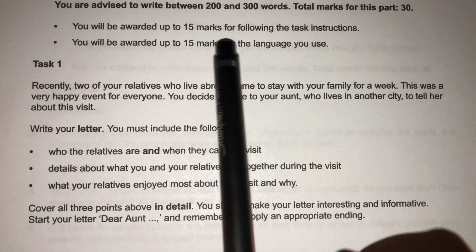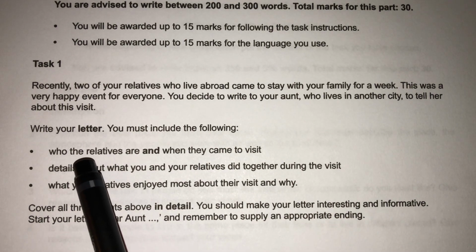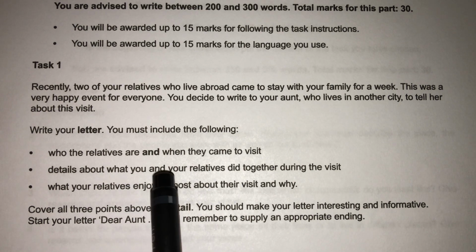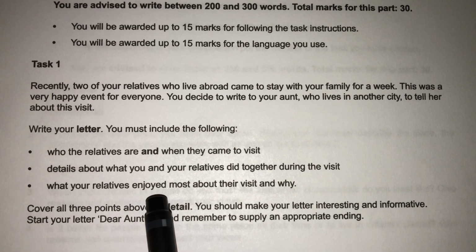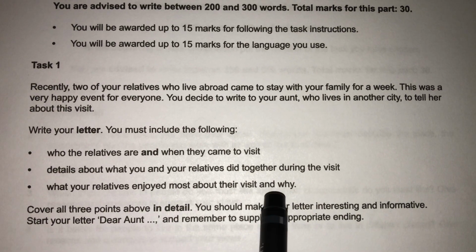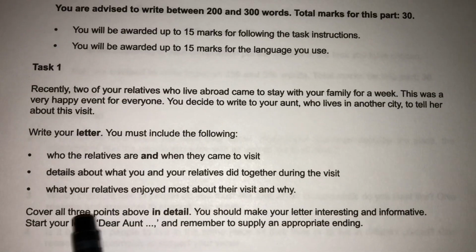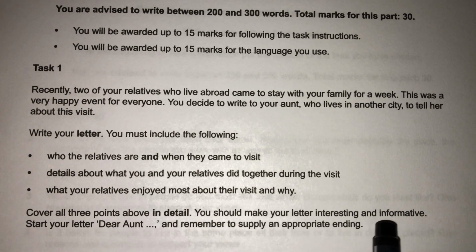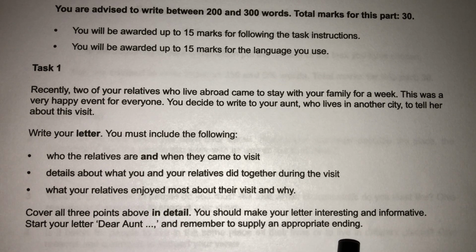Okay, so 15 marks for the instructions, which are here. Who the relatives are and when they came to visit. Details about what you and your relatives did together during the visit. What your relatives enjoyed most about their visit and why. Okay, so cover all 3 points above in detail. You should make your letter interesting and informative. Start your letter, dear aunt, and remember to supply an appropriate ending.